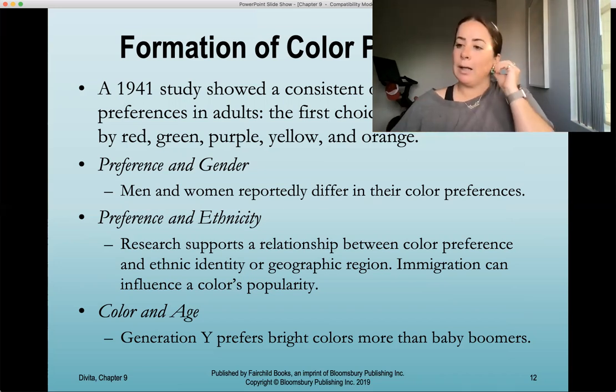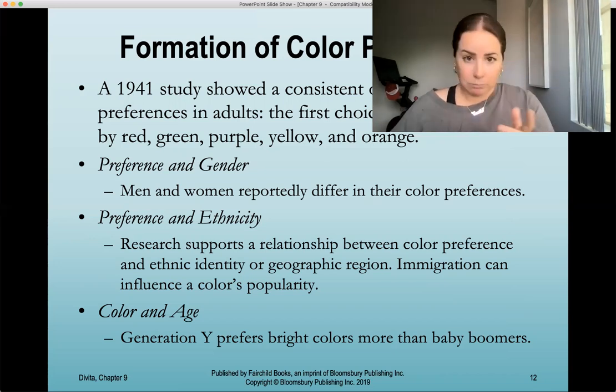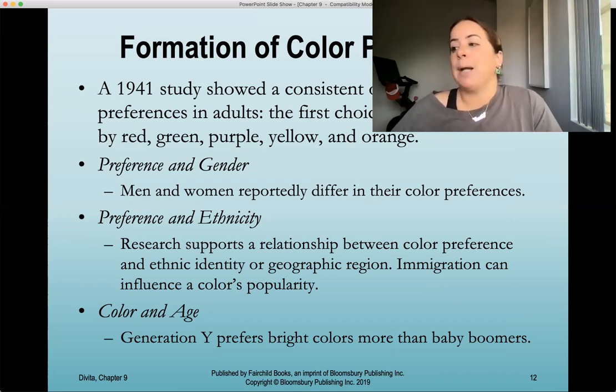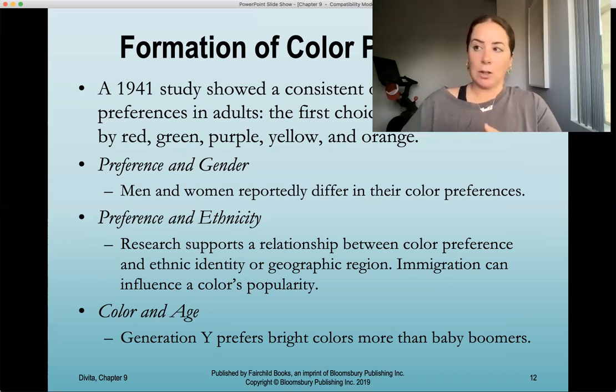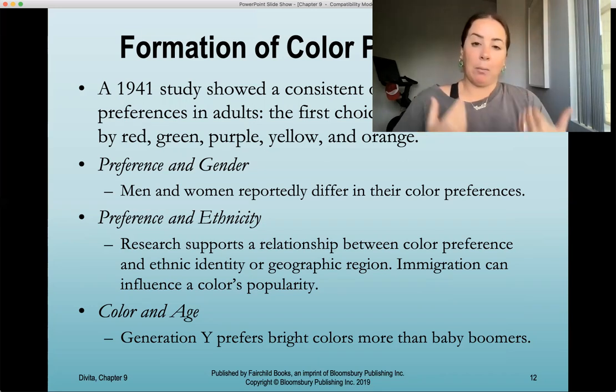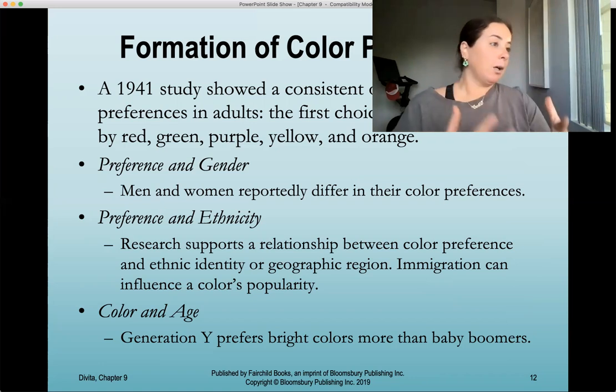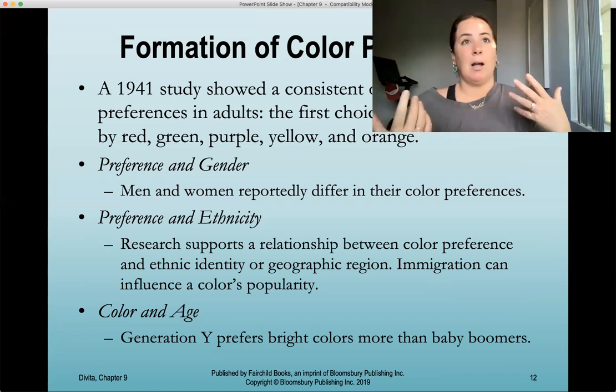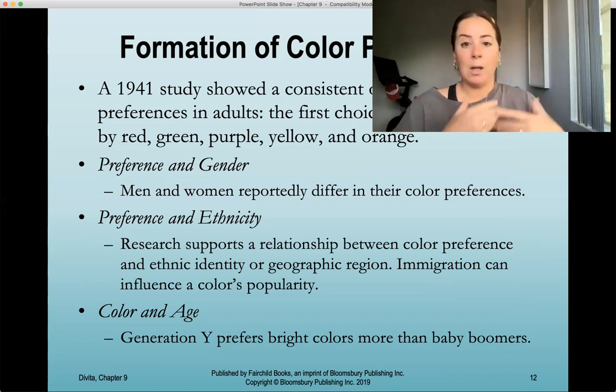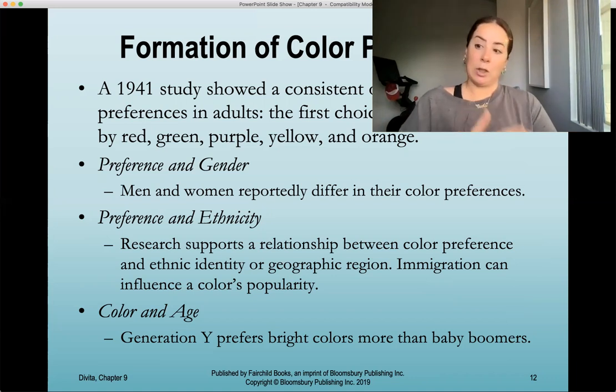And then also color and age. Generation Y, most of you guys prefer bright colors more than baby boomers. So age, ethnicity, and gender really play a part in what we decide color is best for us, right? I'm considered a millennial. I probably have different color palettes in my wardrobe, my car color, the colors in my home compared to someone that is Gen X or Gen Y.